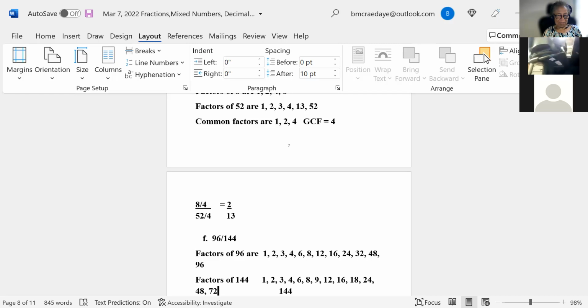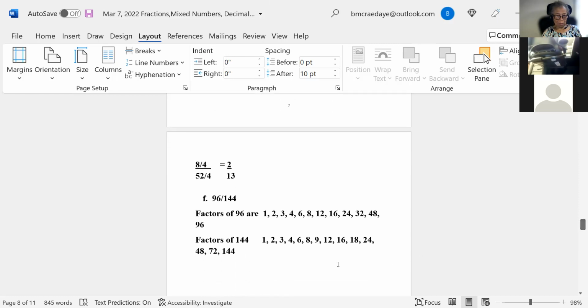Now, what's the greatest common factor? I think we have enough of them here. Now you see what they have in common, right? Common are 1, 2, 3, 4, 6, 8, 12, 24, 48. Okay, so you see the common factors and which one is the greatest? The greatest is 48.